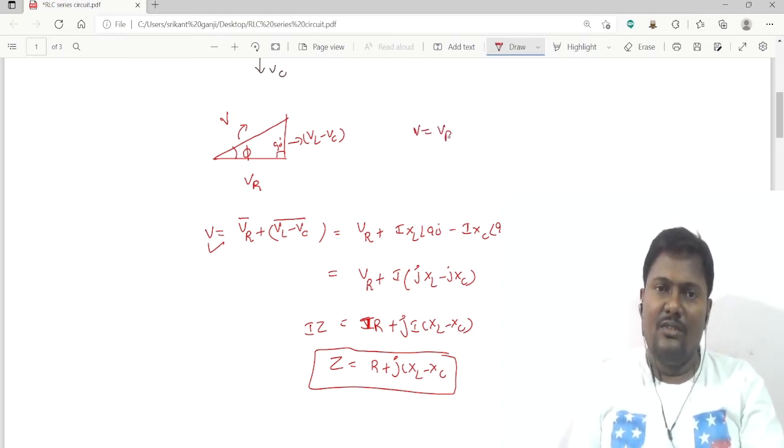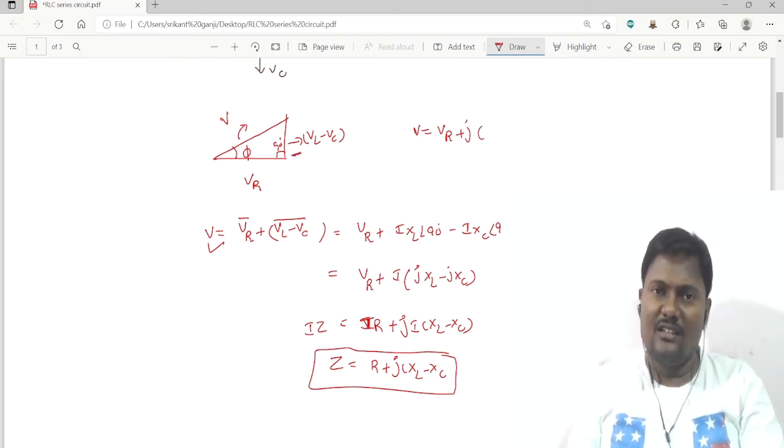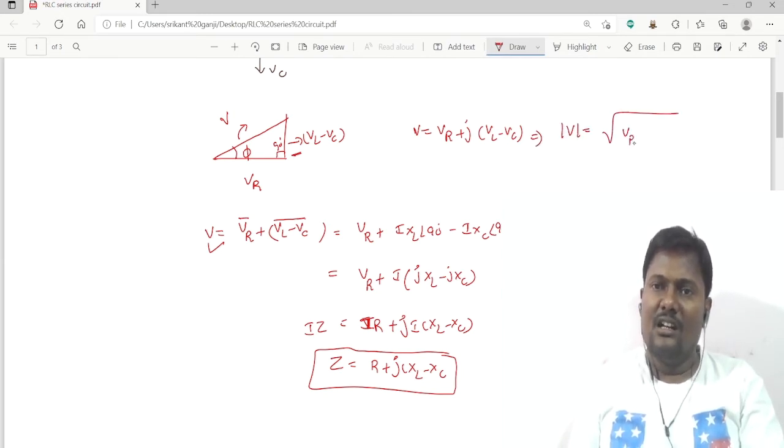V is equal to VR plus j. I am writing it directly because it is on the positive axis. VL minus VC. From this I can calculate the magnitude of the voltage: the square root of VR square plus VL minus VC whole square, and the angle is tan inverse of the imaginary part VL minus VC divided by the real part VR.